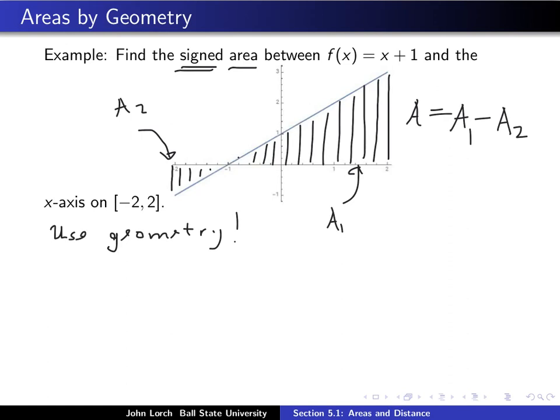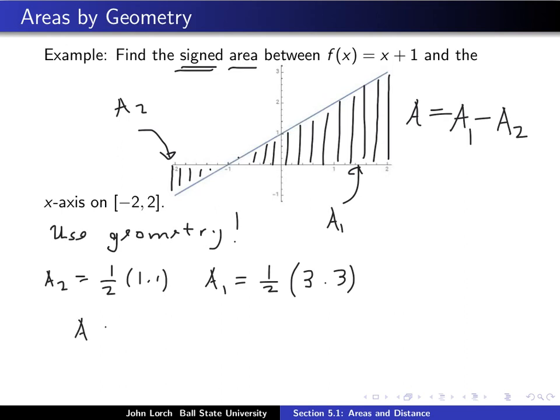So I know that A2, for instance, in this figure, how do I find the area of a triangle? Well, it's 1/2 base times height. So the base and the height in this case are both equal to 1. A1, on the other hand, again, is a triangle. Its area is 1/2 base times height, and its base and height in this case are both 3.